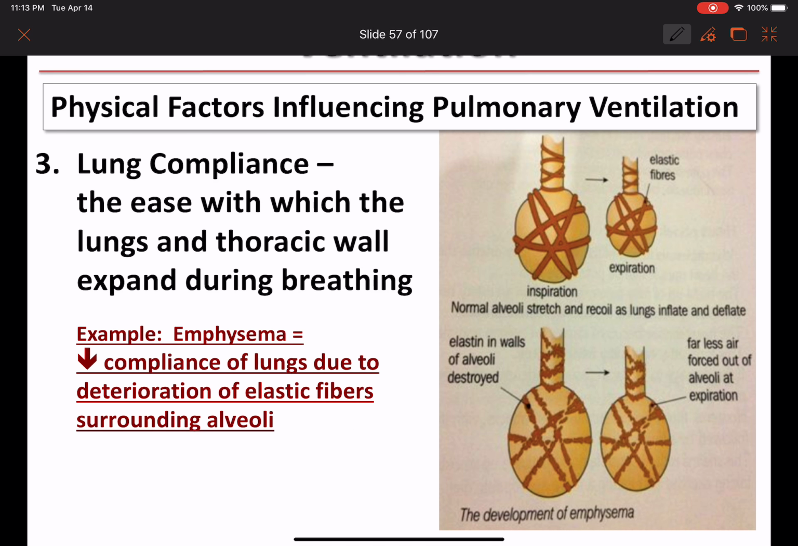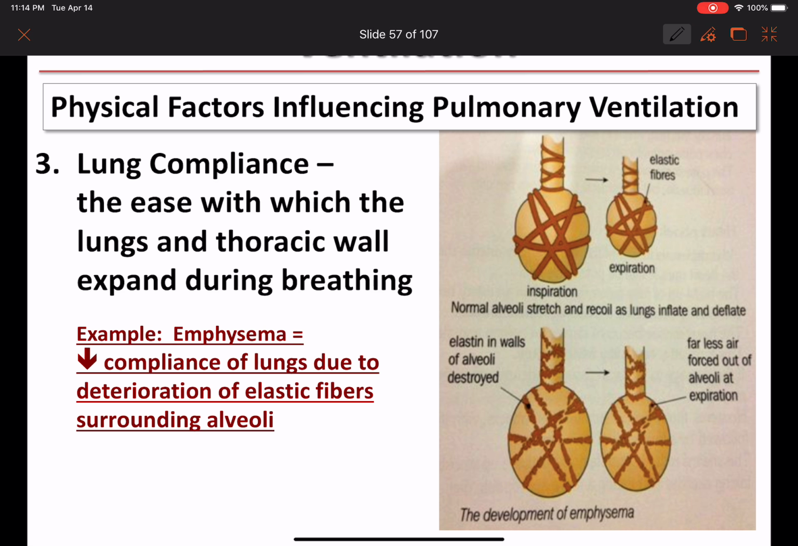Okay, so another important factor influencing pulmonary ventilation is lung compliance. Lung compliance is basically the ease with which the lungs and the thoracic wall can expand during breathing, and also the ease with which it can recoil upon itself. So compliance is kind of a two-way street. It's the ability for the lungs to stretch out and for those alveoli to stretch out, but it also has to do with the ability of those alveoli to retract or recoil back upon themselves.